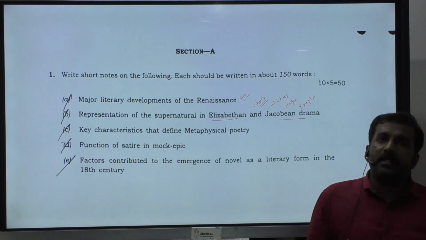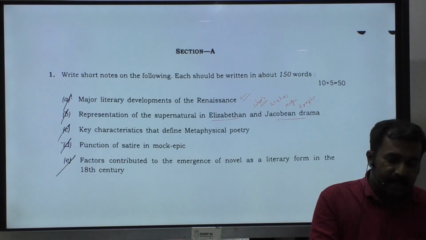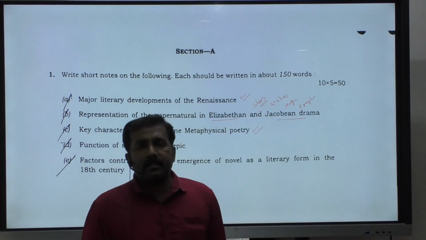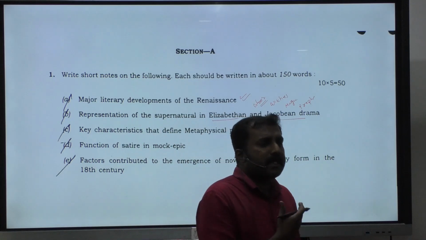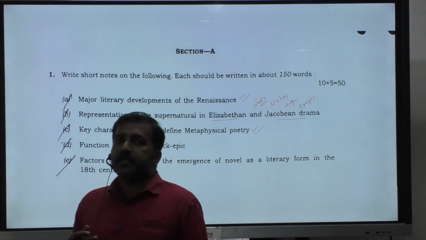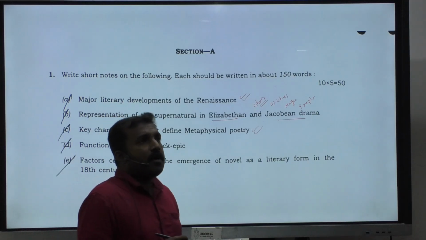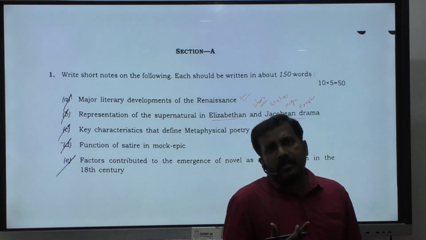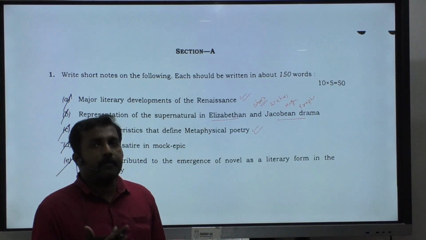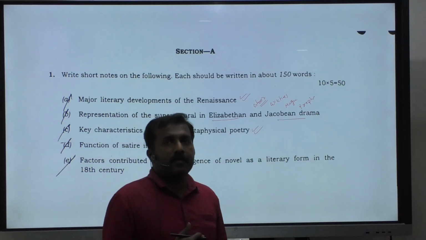Another question in the 2025 English literature optional was: key characteristics that define metaphysical poetry. This is a very important section, actually, metaphysical poetry and John Donne. The UPSC English literature optional syllabus connects metaphysical poetry with John Donne. We know that metaphysical poetry is a literary movement, and this movement connects with John Donne's literary works.